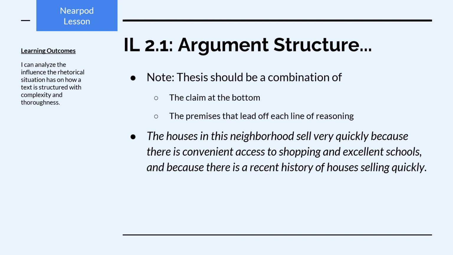Finally, just a note about thesis statements and your thesis. The thesis in an extended argument should be a combination of the primary claim that you have at the bottom of an argument map and the premises that lead off each line of reasoning. So for instance, the thesis of that argument that we just looked at would be something like this. The houses in this neighborhood sell very quickly because there is convenient access to shopping and excellent schools, and because there is a recent history of houses selling quickly.